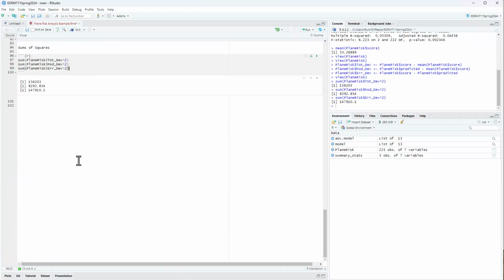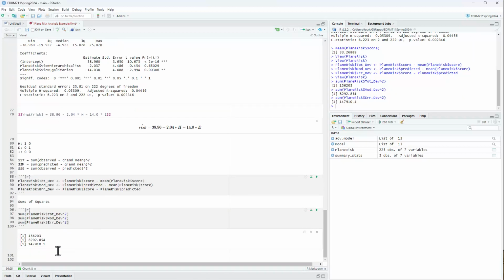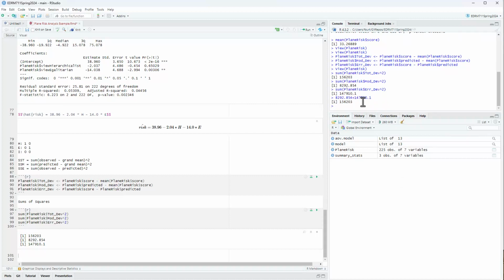All right, so let's note a couple things here. I'm going to go in my console window where I use it as a calculator. I'm going to do some adding. Let's take that second one, the model deviation, 8292.854 plus 147,910.1, and that equals 156,203, which is the first number.